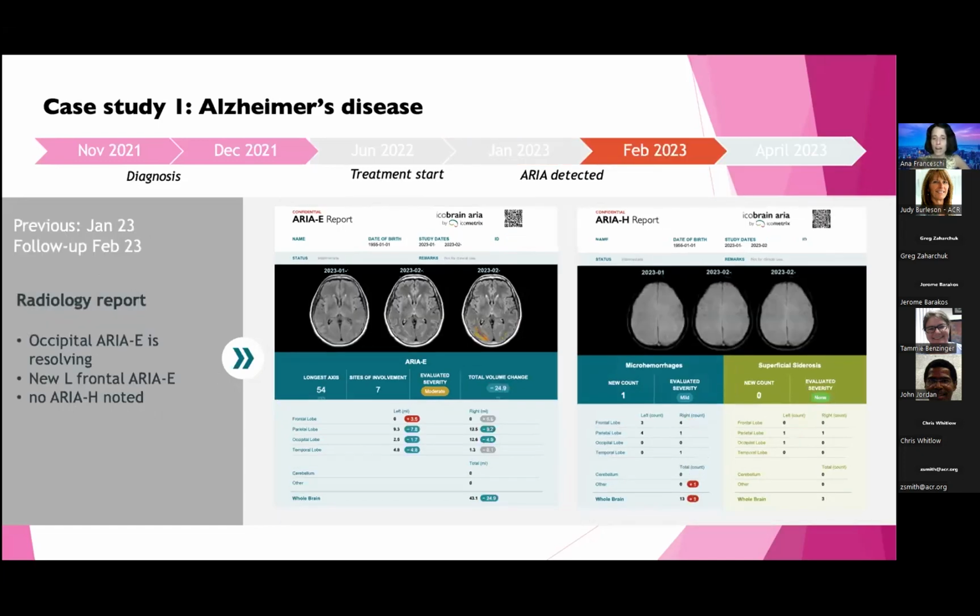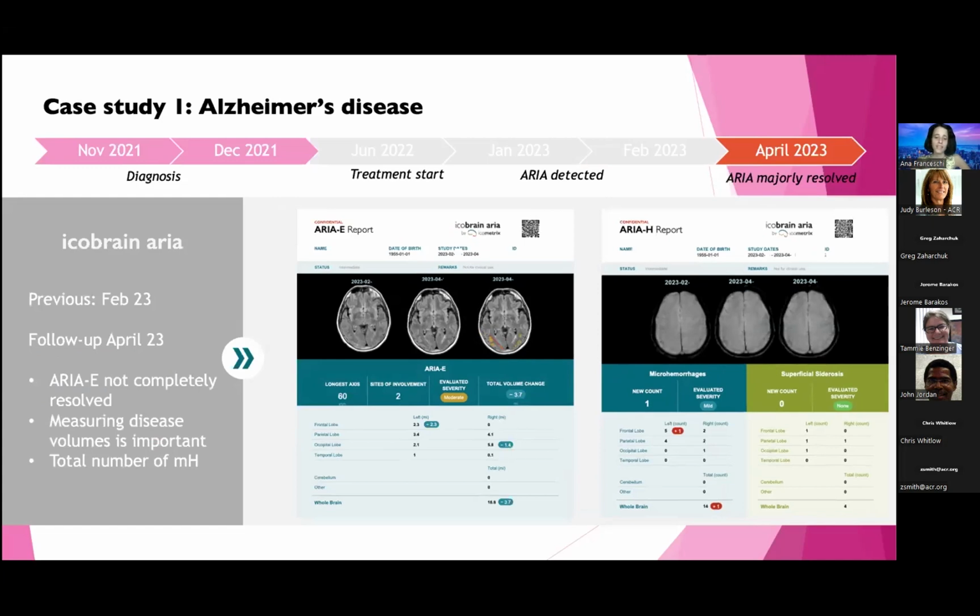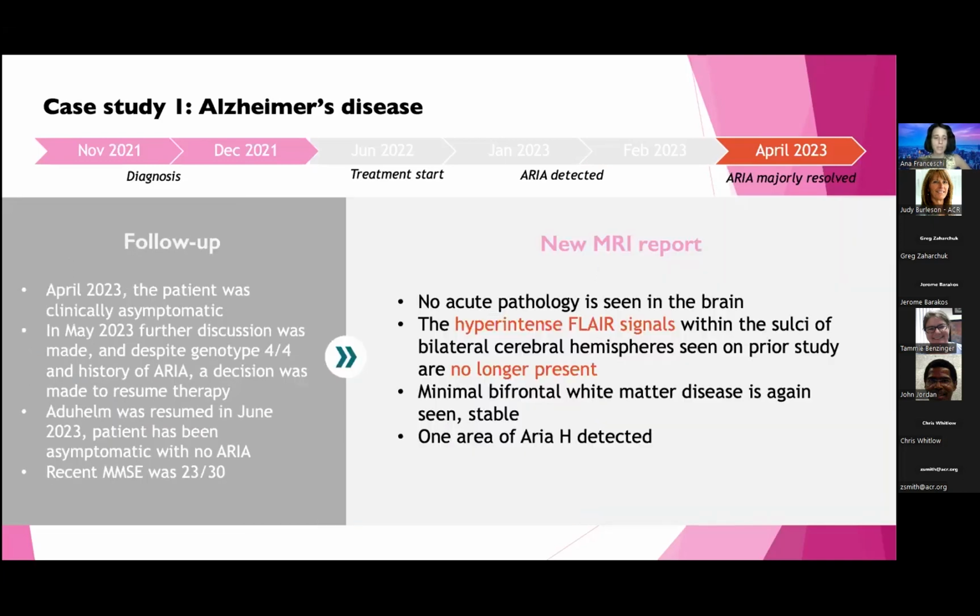On the follow-up scan, about a month later, the occipital ARIA-E was resolving and improving, but the patient developed new left frontal ARIA-E, and again, no new ARIA-H was noted by the radiologist, although subsequently there was an additional new area of microhemorrhage, again, mild ARIA-H. And finally, the last scan was in April of that same year. ARIA was almost completely resolved, and the ARIA-E and the ARIA-H had stabilized.